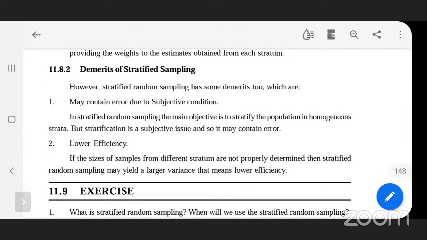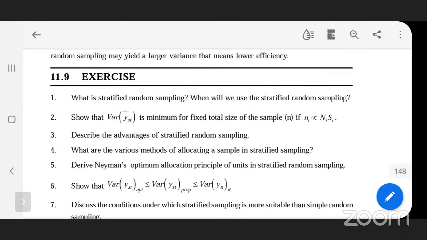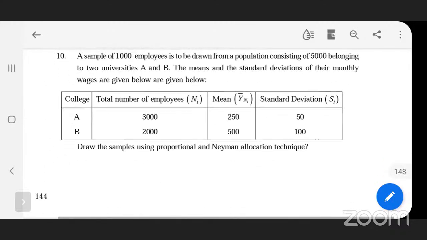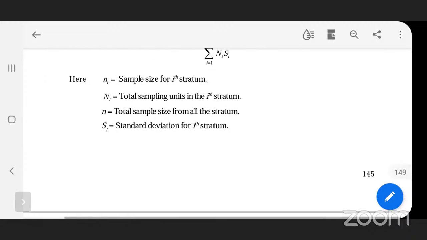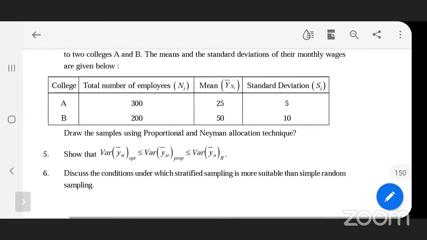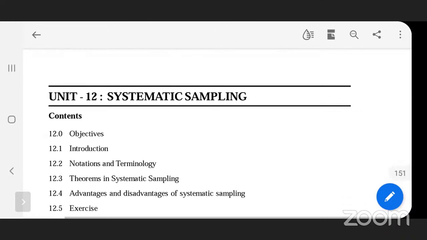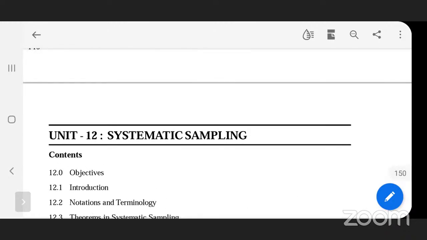And the demerits of stratification: it may contain error due to subjective conditions, and we may also get low efficiency when the strata are not properly determined. These are the two demerits of stratified sampling. The exercises, these are the things we have, and the problem I also explained. This is overall information, so we can learn model examples. Next class I will discuss systematic sampling.